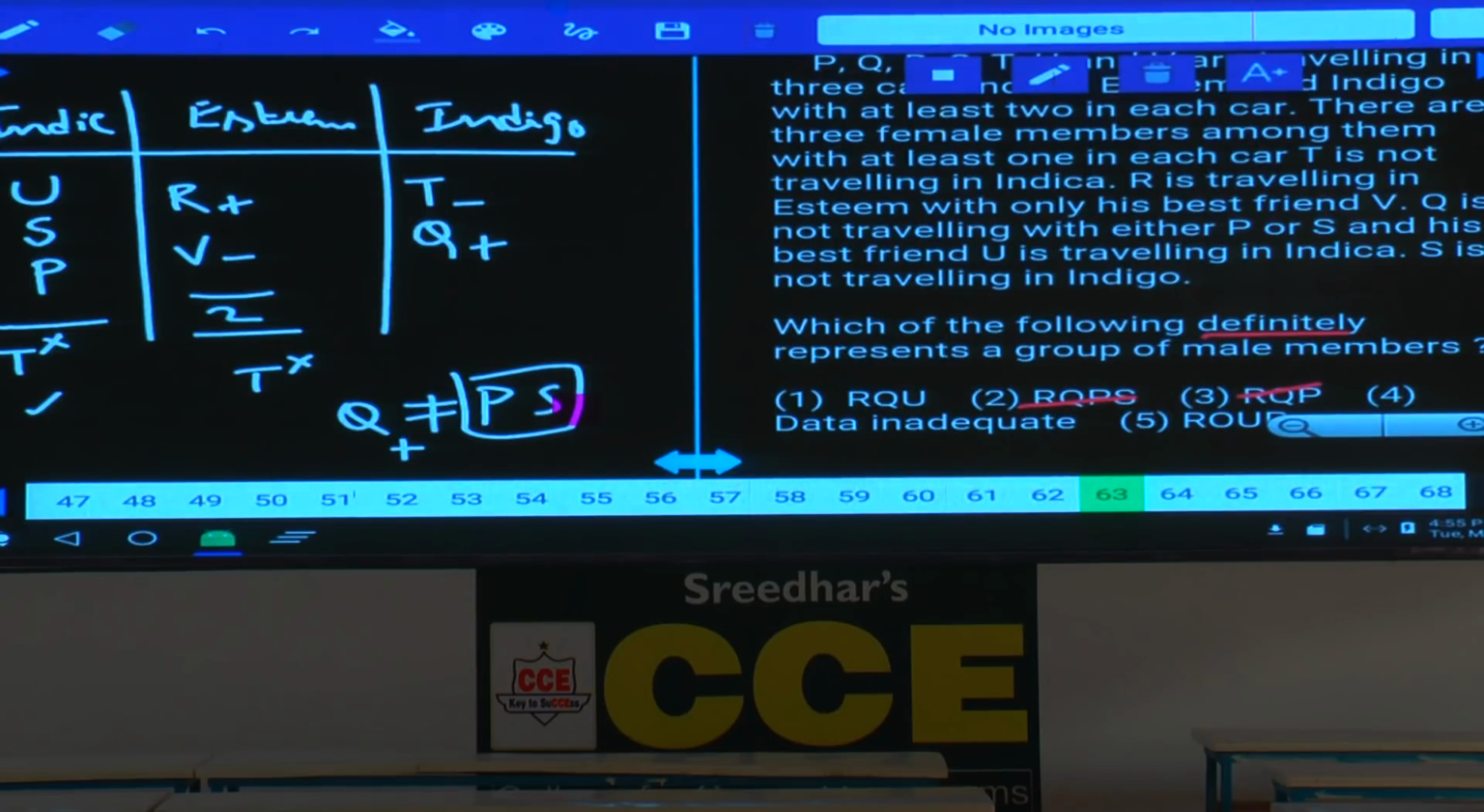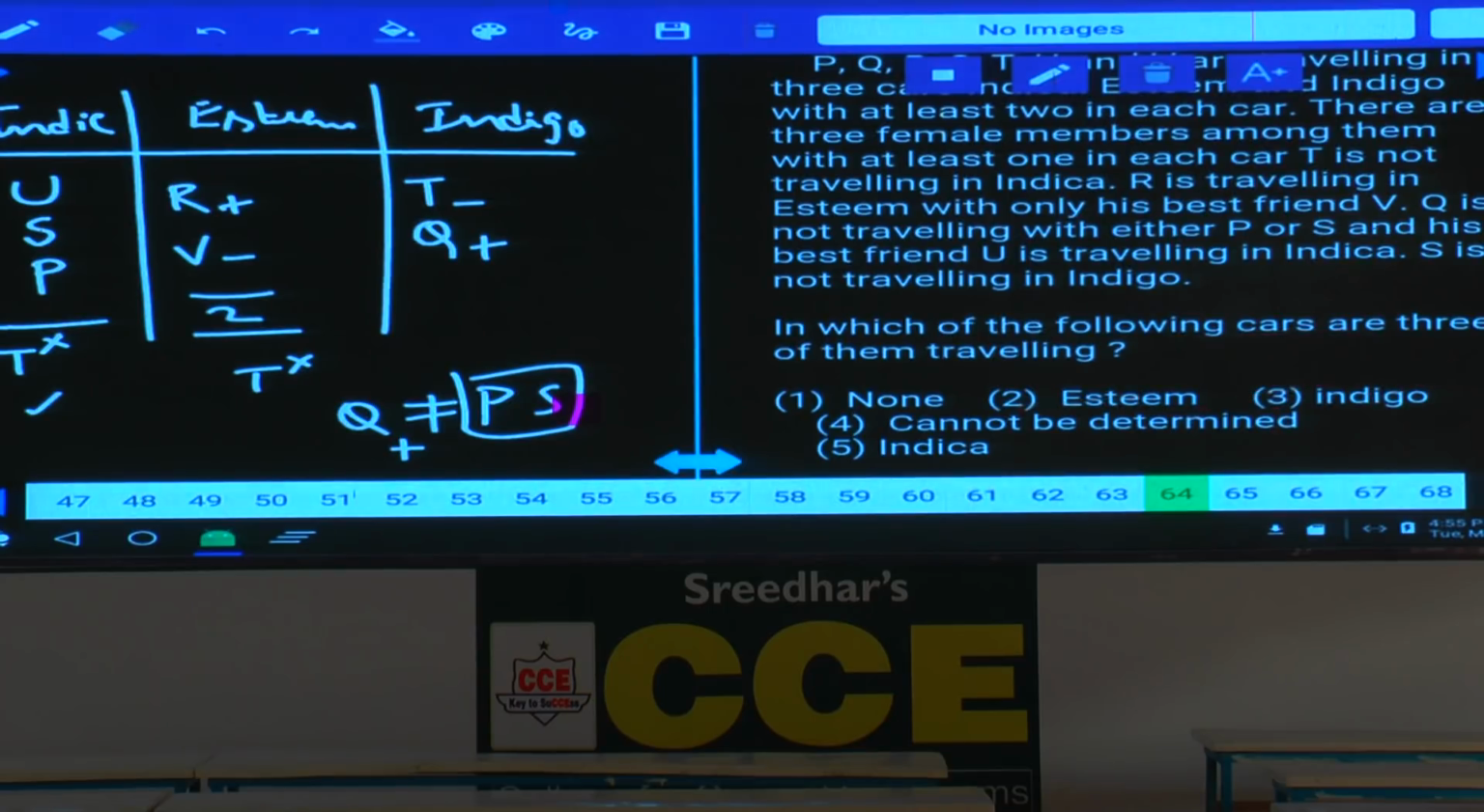Then choice 5, R and U, P, again we cannot determine the genders of these persons, this is also ruled out. Then what is your answer? Only choice 4. Done? Question number 63, choice 4 is the answer. Now 64, in which of the following cars are the 3 of them traveling? The 3 persons are traveling in Indica, that is given in choice 5. Question number 64 is choice 5.